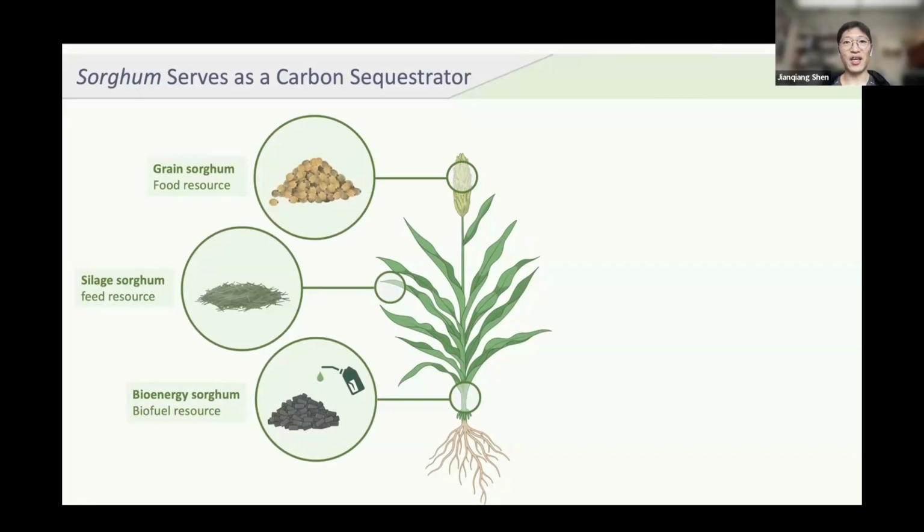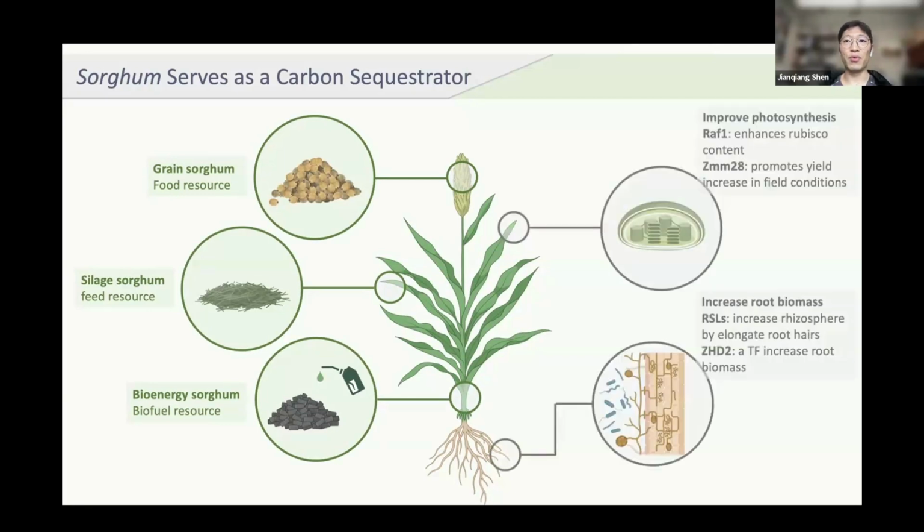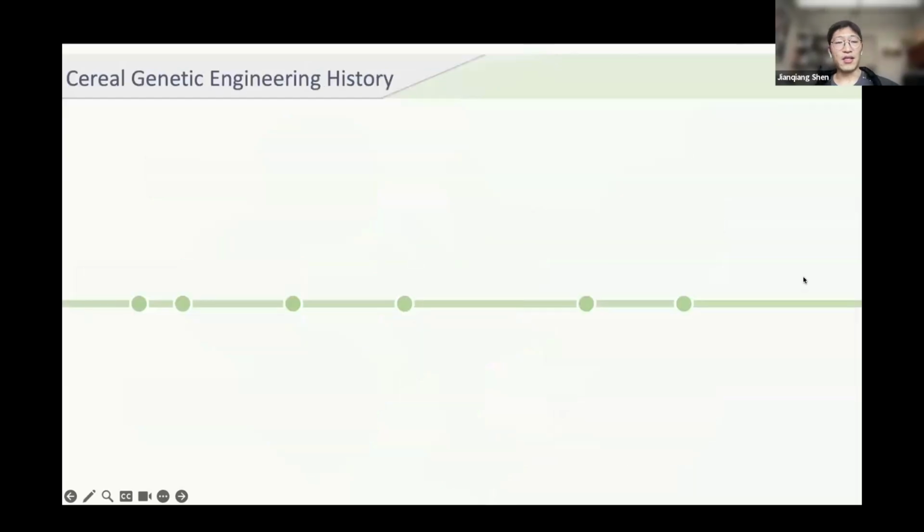So at UC Berkeley, Peggy Lamont's lab, along with Chris Newgie's lab and David Savage's lab, we are working on several projects to improve sorghum photosynthesis, as well as to increase the root biomass of sorghum. So let's move to the next slide. But sorghum is also considered a recalcitrant crop, which means it's hard to transform.